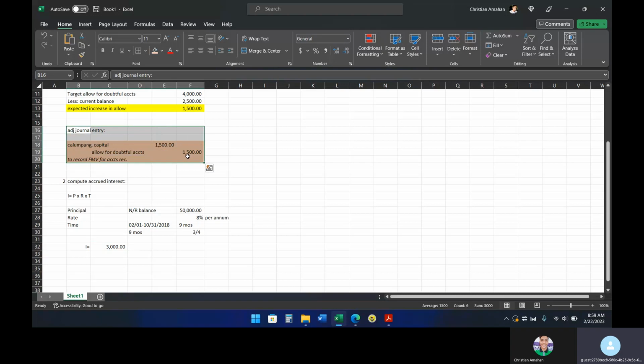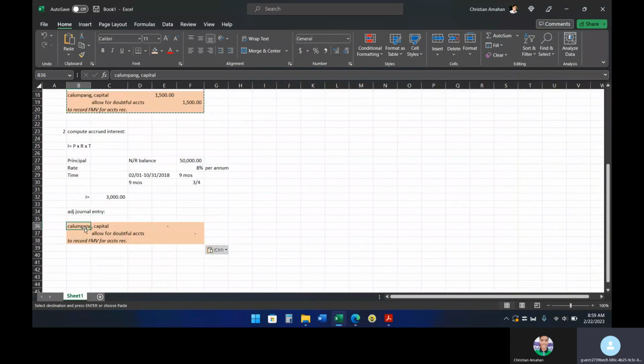So we have a receivable. So our adjusting journal entry of course is a debit to interest receivable at 3,000 pesos. And of course, we charge this again to Kalumpang capital for the adjustment, also at 3,000 pesos. To record accrued interest on notes receivable for 9 months.